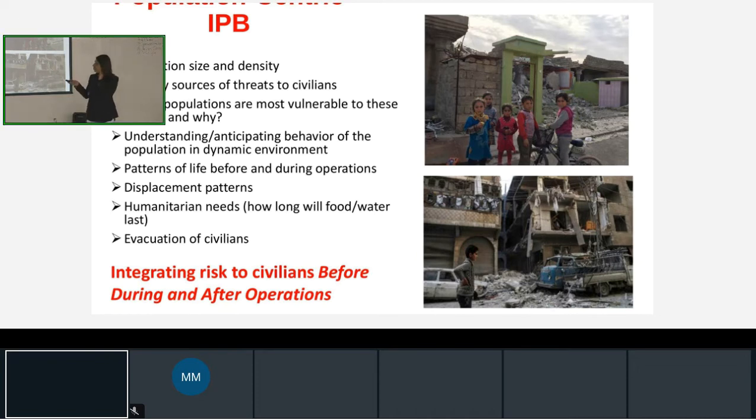And then the other thing is analyzing how long civilians will survive. How long will their food and water last if an encirclement takes place? Because you need to make that assessment too. And if civilians have to be evacuated, you have to negotiate with the adversary, and you have to also give space for neutral humanitarian organizations to come in to facilitate evacuation and provide food, water, and shelter. So there are a lot of things that go into this.